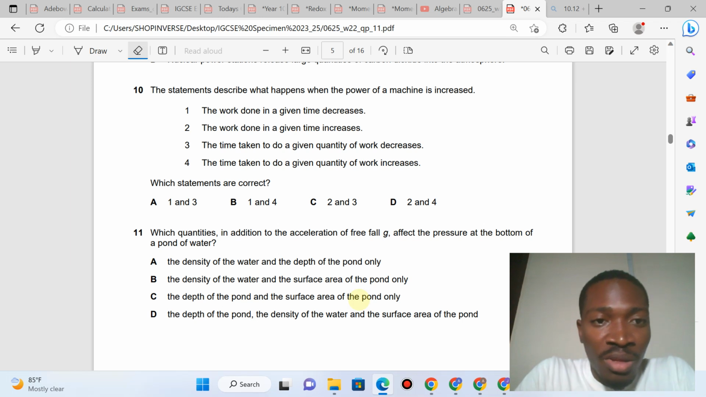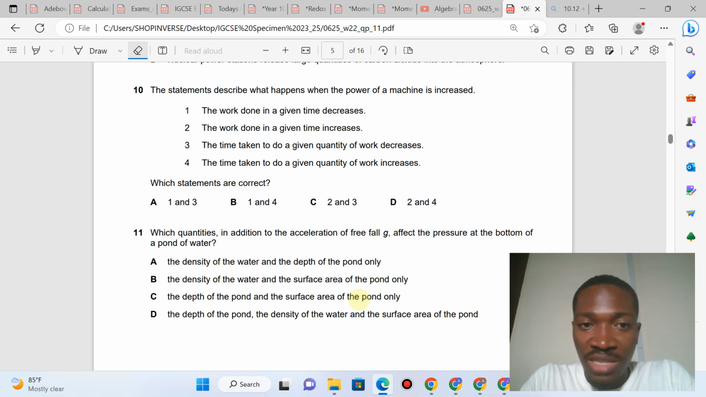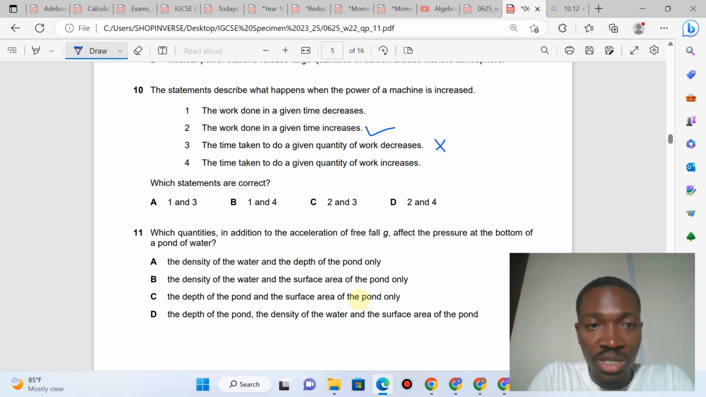Question 10. The statements describe what happens when the power of a machine is increased. 1. The work done in a given time decreases. No. Number 2, the work done in a given time increases. Good. That's what happens when power increases. Number 3, the time taken to do a given quantity of work decreases. Yes, the time taken to do a given quantity of work decreases.